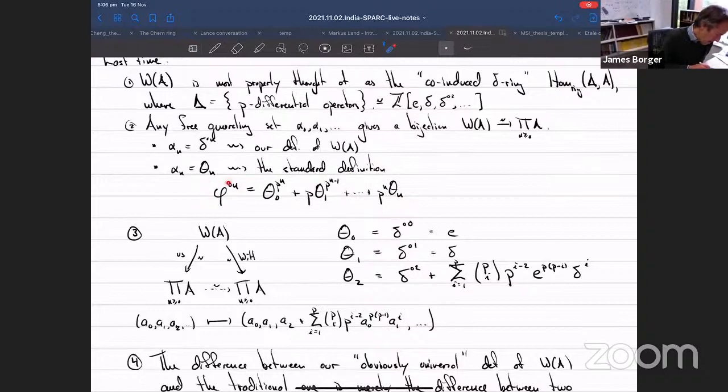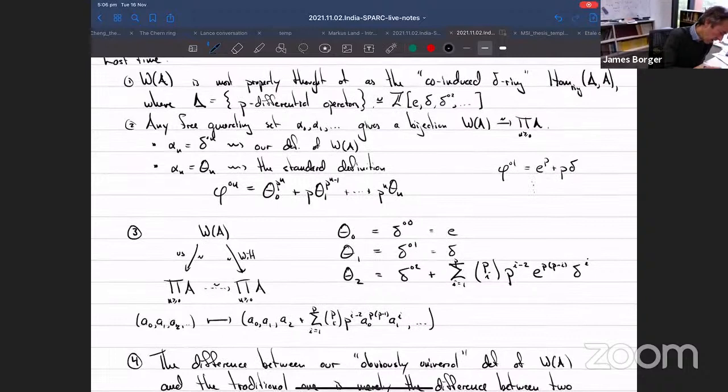So the iterates of phi, remember, the first iterate of phi was the pth power map plus p times delta, and so on. These iterates of phi are all in this ring of p differential operators, and one defines the thetas recursively like this. The theorem is that, first of all, the thetas don't have p's in the denominator, and secondly, that they're also a free generating set for this infinitely generated algebra.